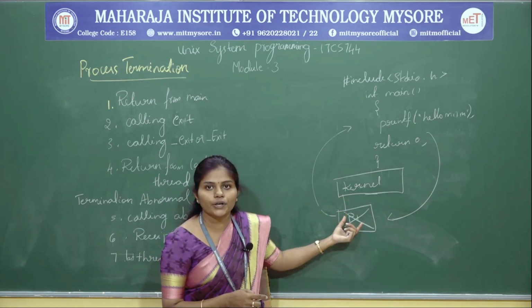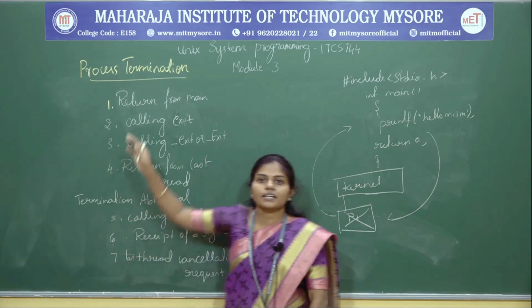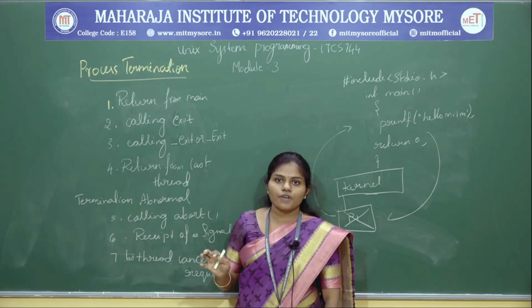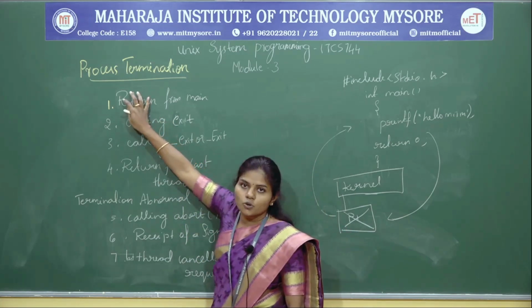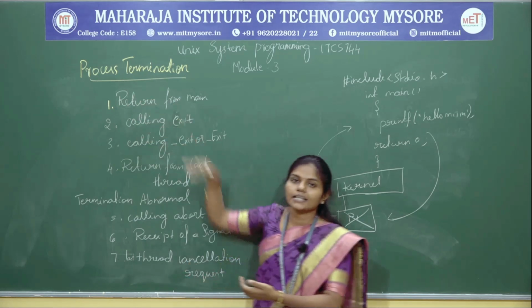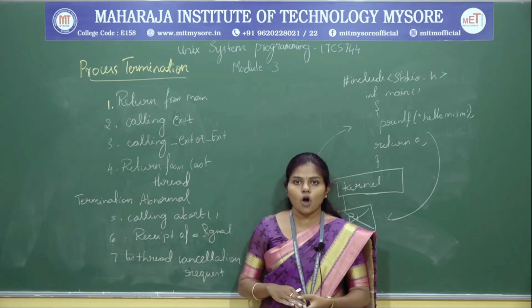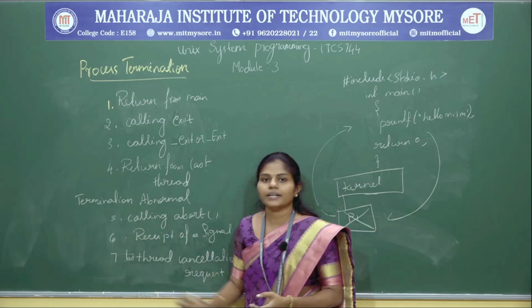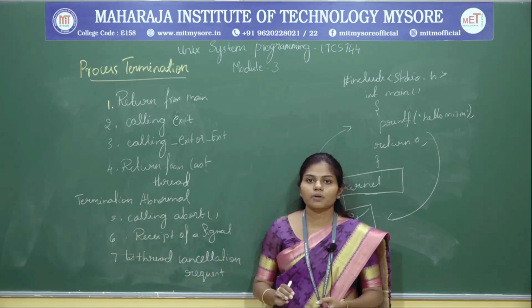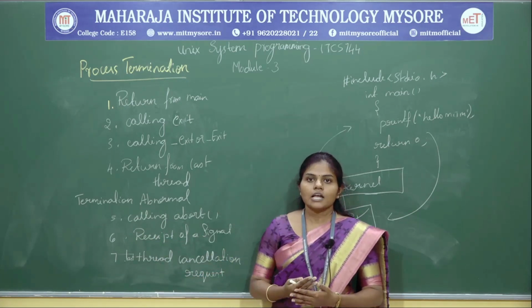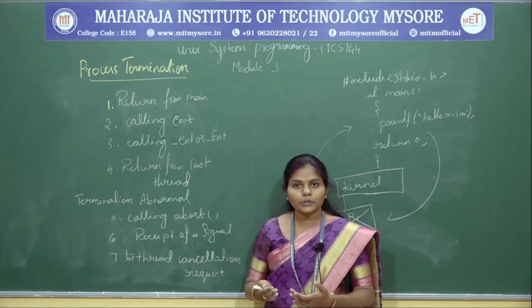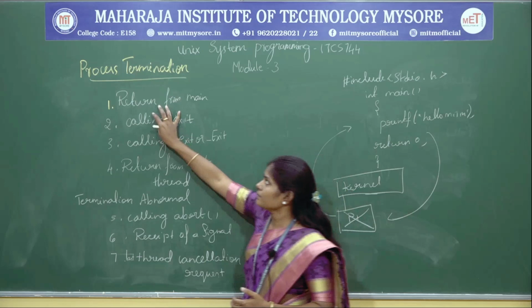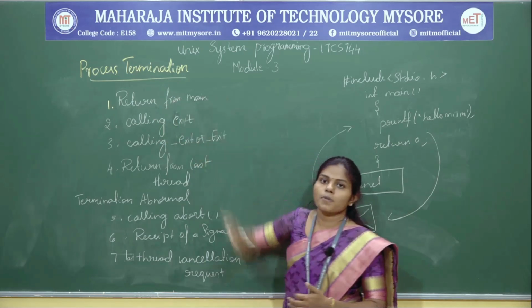So how is it going to terminate? There is a list of ways it can terminate. See here, the first 4 indicate that it terminates normally, and the last 3 indicate that it terminates abnormally. Let us see one by one how the process is going to terminate. First one, return from the main function.